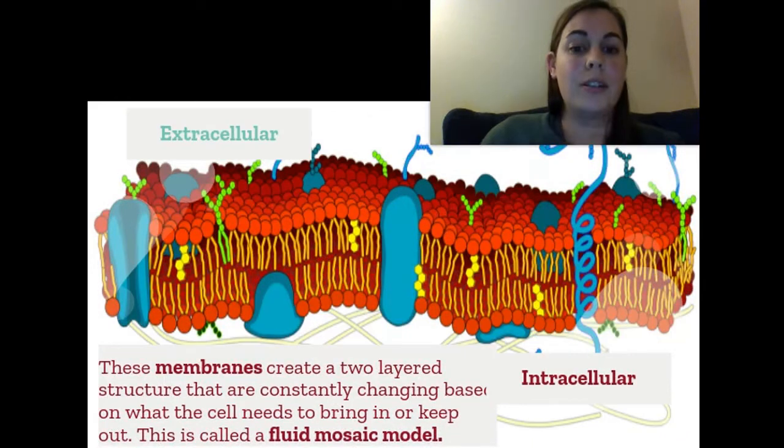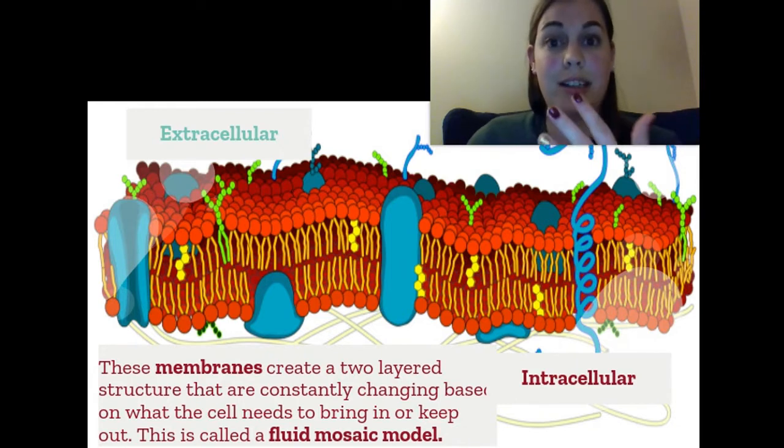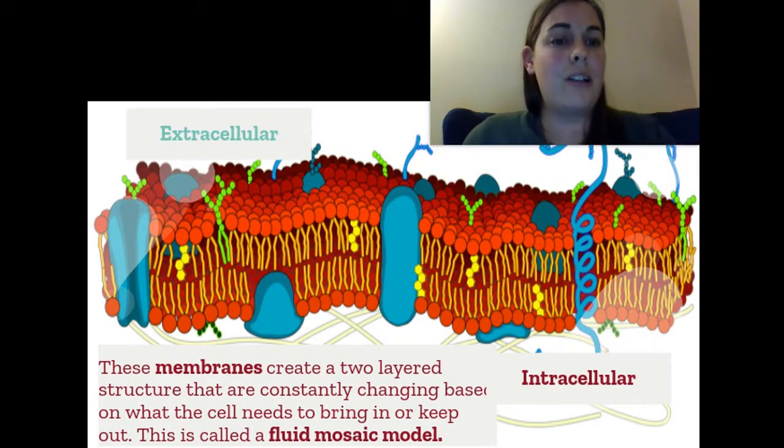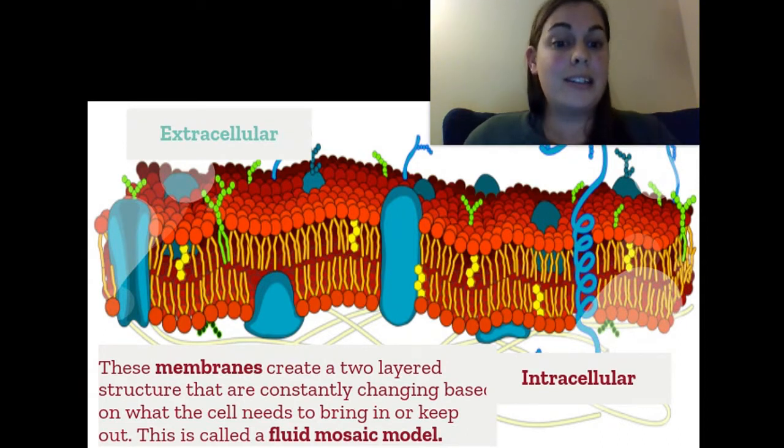Now, these membranes create a 2-layered structure, and it's constantly changing based on what the cell needs to come in and out. This is called being fluid. It's changing, it's moving. It also has a lot of stuff in it. That's called being a mosaic. We have our sugars, we have our proteins, and we have our phospholipids. So let's dive into these pieces.